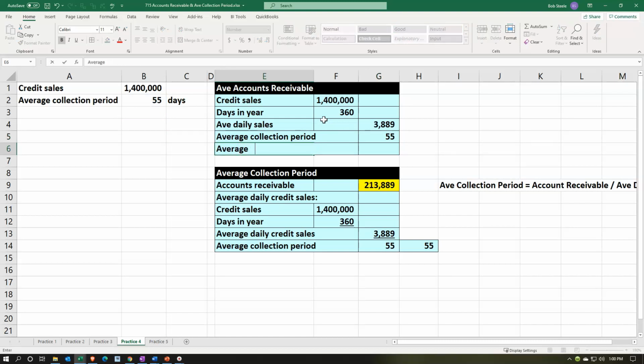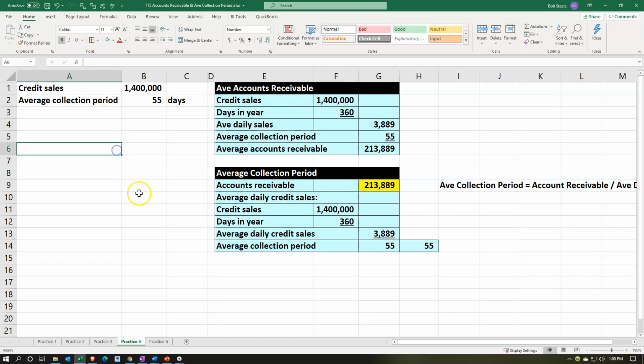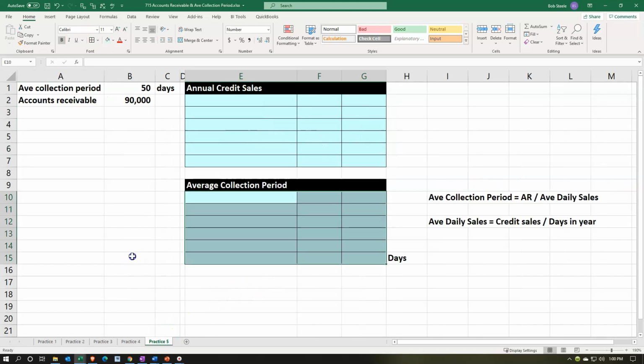average accounts receivable, which is going to be equal to this number, the 3889 times the 55. Let's put some underlines here. Home tab, font group, underline here, home tab, font group, and underline. So you can see the relationship between those two calculations. Once again, useful when thinking about cash flow management, the relationship between accounts receivable and sales and credit sales. All right, so let's do a slightly different variant.